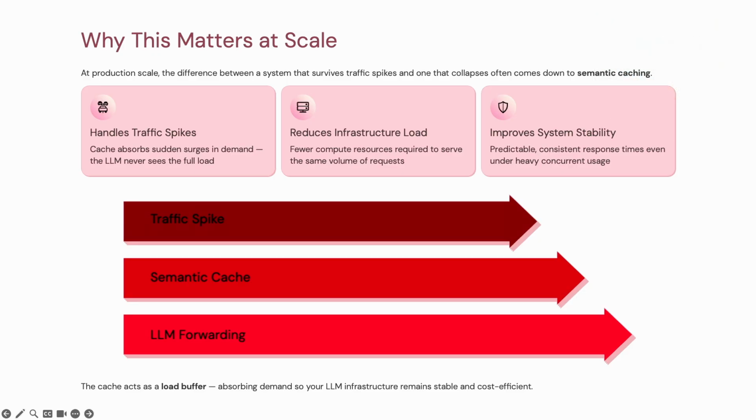At a small scale, this feels like an optimization, whereas at large scale, this becomes an operationally essential step for a few reasons. First, it helps absorb traffic spikes. The cache takes repeated requests out of the hot path so that the LLM doesn't have to serve every question, which means it reduces infrastructure load. You need fewer models and fewer resources to serve the same traffic. Third, it improves stability. Now the cache becomes a buffer between your users and your most expensive component.